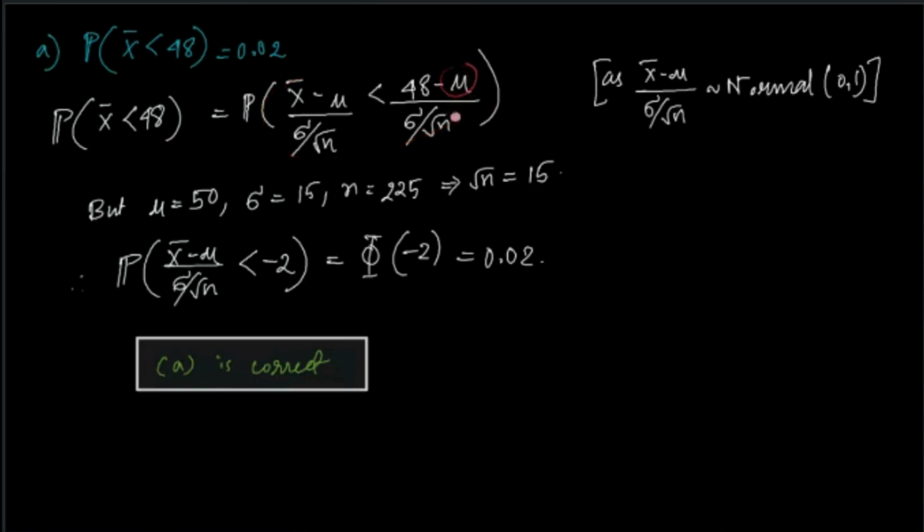Subtract the mean, divide by the standard deviation, because we know that this will be a standard normal variate. Now we know mu, we have calculated this to be 50. We know sigma, calculated this to be 15. We know n to be 225, so square root of n is basically 15 again. So sigma by square root of n cancels out to be 1. So this value comes down to be -2. So this thing is nothing but phi of -2, which we know to be 0.02, which is basically what we have claimed. Thus, statement A is correct.